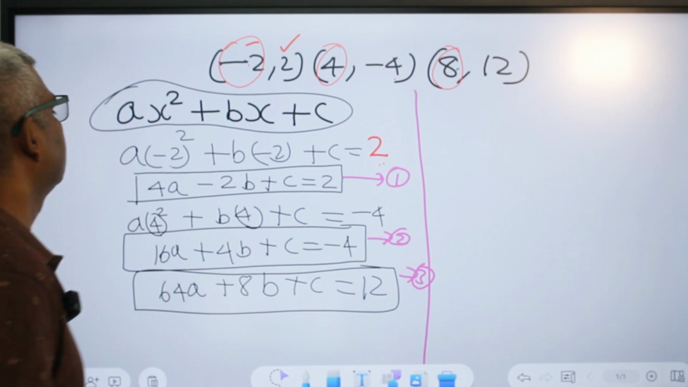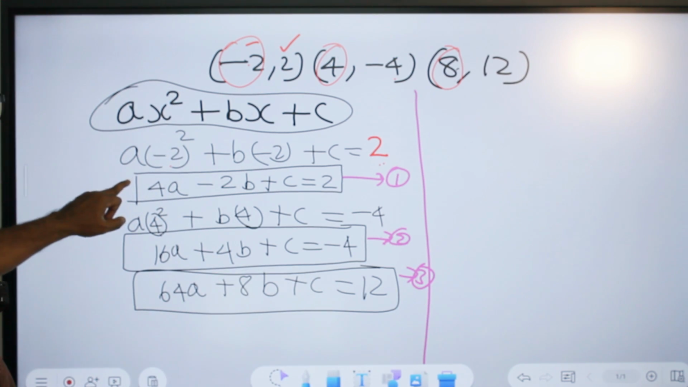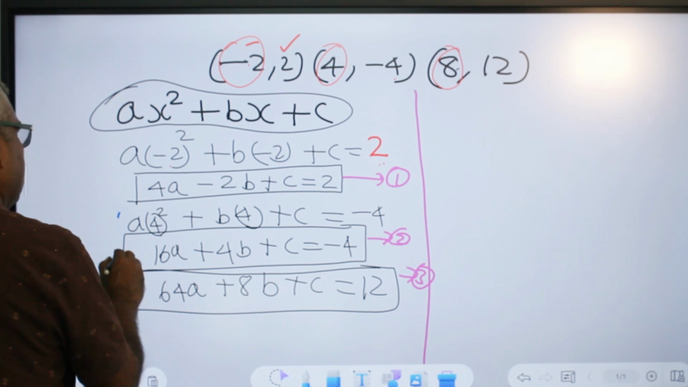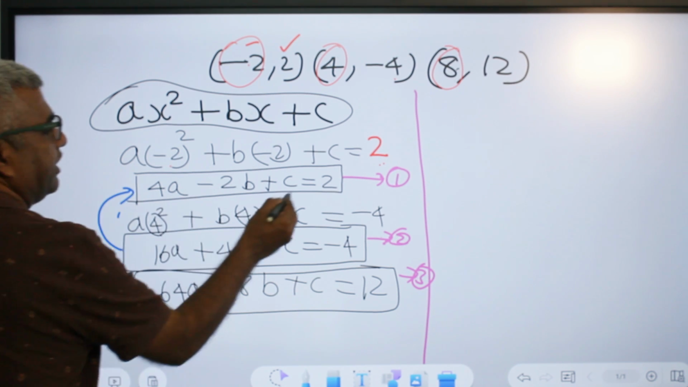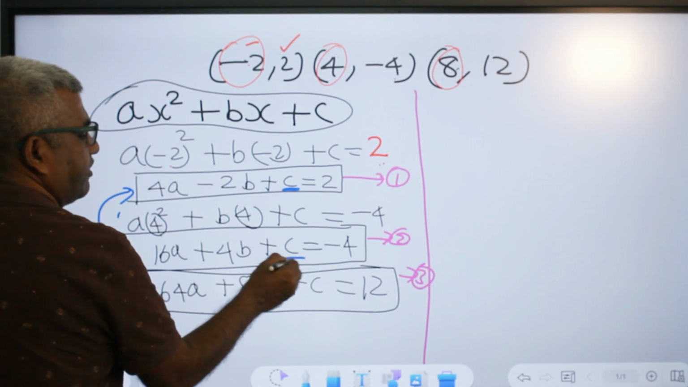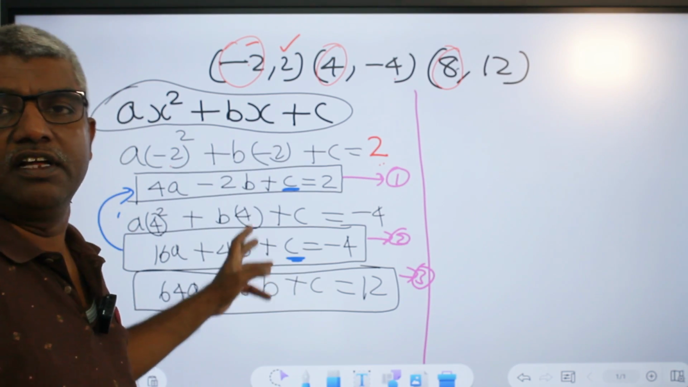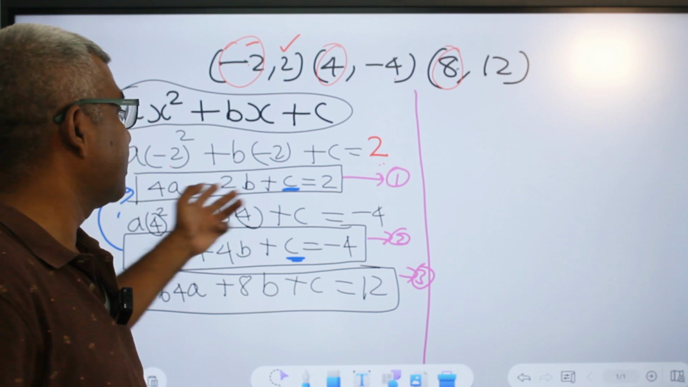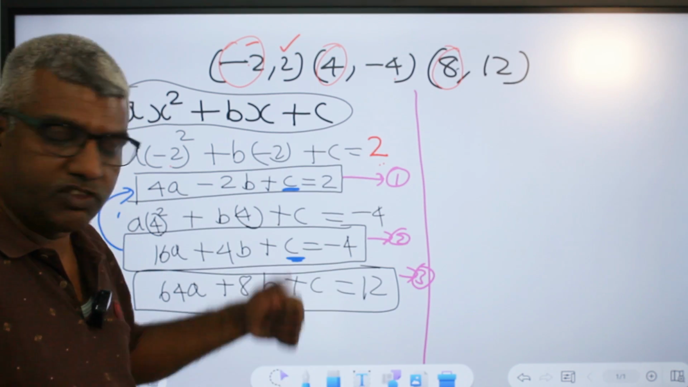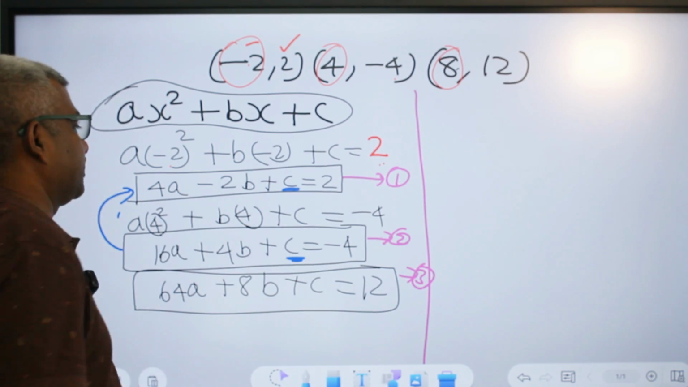How to solve it? 4a minus 2b plus c is equal to 2. Here see, only one c, here also only one c. We can solve. There are 3 equations, there are 3 variables. Variables are a, b, c. There are 3 equations. So we can solve it.